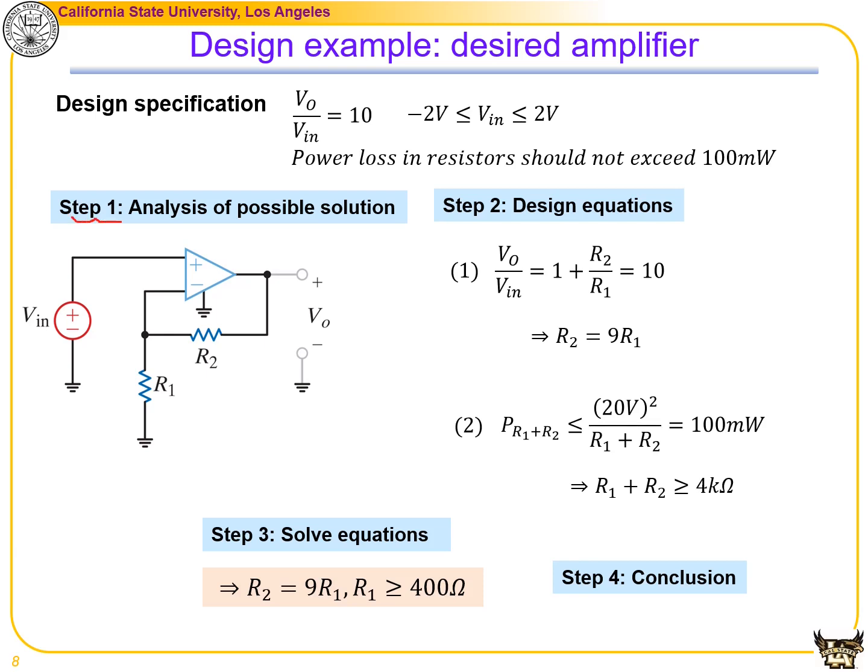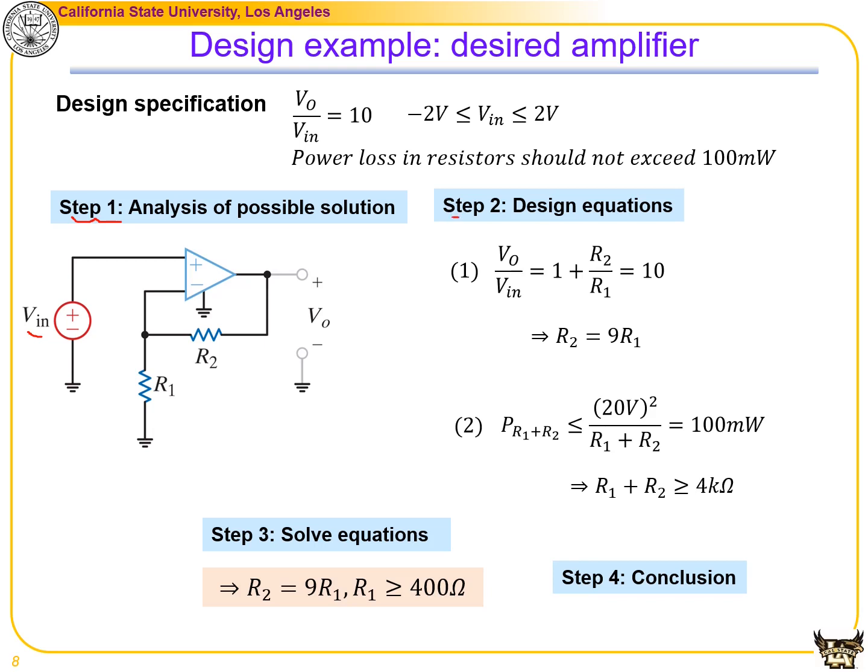The first step is to come up with a possible solution. Since this is a non-inverting amplification, we'll set it up as a non-inverting amplifier application. So the input signal is connected to the non-inverting terminal, and there is a resistor network connected between the inverting terminal and the output.